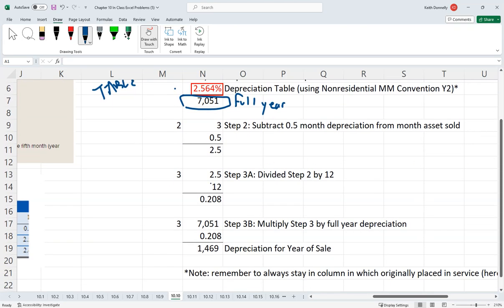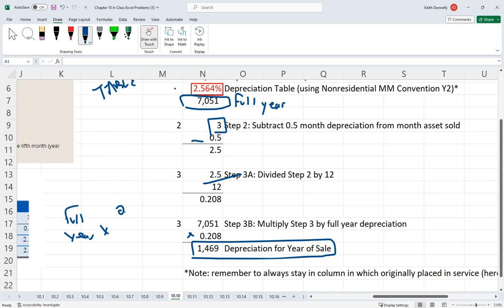So what we've got to do is a little bit of math. We sold it in March, so 3 minus 0.5, because you only get half of a month in the year of sale, is 2.5. 2.5 divided by 12 gives us 0.208. Multiply that times the full year. Hey, there's our depreciation in the year of sale. It's basically a full year, in this case, times the 2.5 months out of the 12 months of the year, that we're going to account and give you depreciation for.